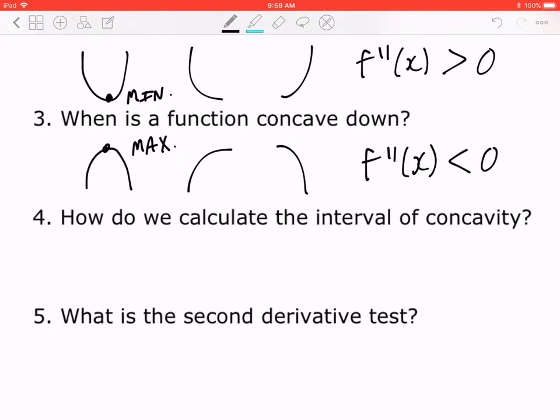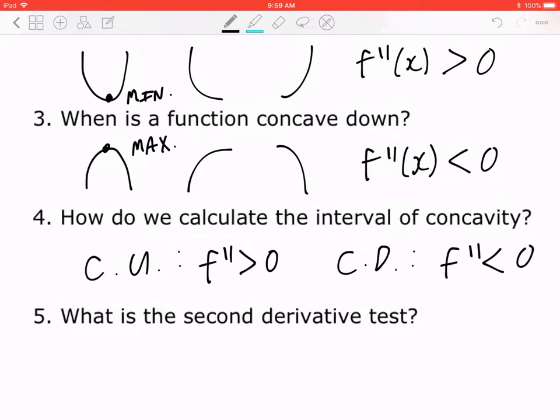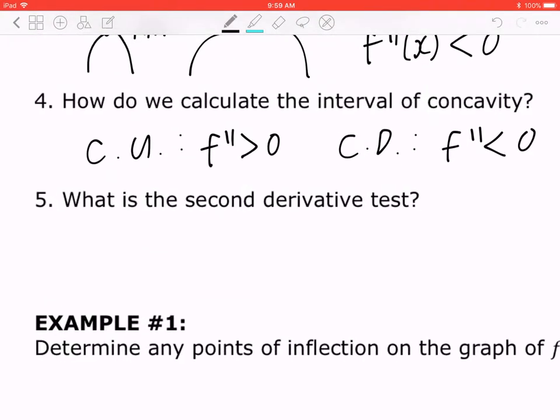Now, number 4. How do we calculate the interval of concavity? I just wrote it again. If it's concave up, the second derivative is positive. And for concave down, the second derivative must be negative. Number 5, what is the second derivative test? If you haven't learned the first derivative test, go back to the previous video or the previous lesson of 4.3 or 4.2 or even 4.1 just to get the continuum, which we'll cover there. But a faster approach is really just to figure out the second derivative to see if the critical point is a max or a min.